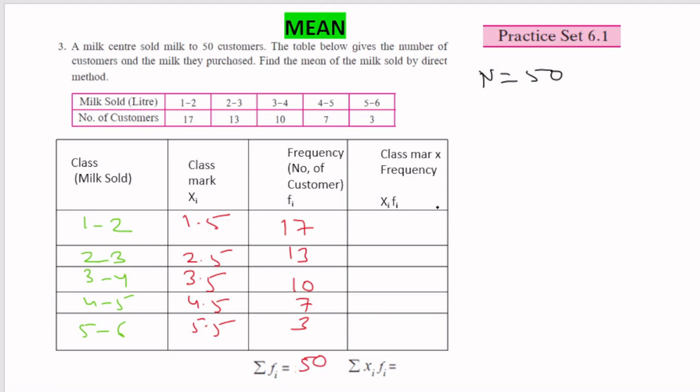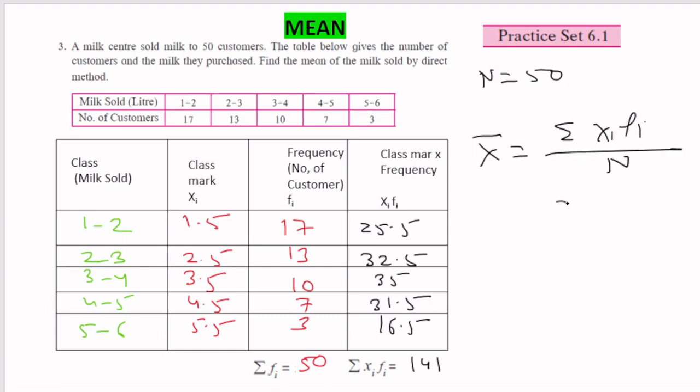You need to calculate xi into fi. So 17 into 1.5 will be 25.5. Then 13 into 2.5 is equal to 32.5. I've written all the numbers, you can do the calculation by yourself. Write the numbers. The total will be 141. Again, the x bar you need to find: summation of xi fi divided by n, which is 141 divided by 50. So which is nothing but 2.82. Now this time it is 2.82 what? Liters, because we are taking milk in this case, right? So we got the mean of the milk.